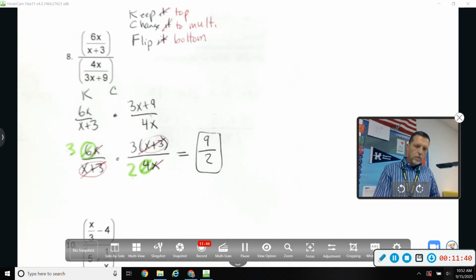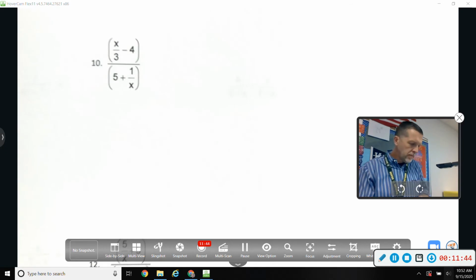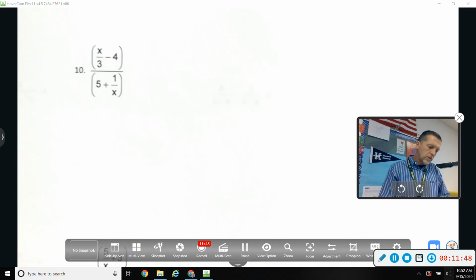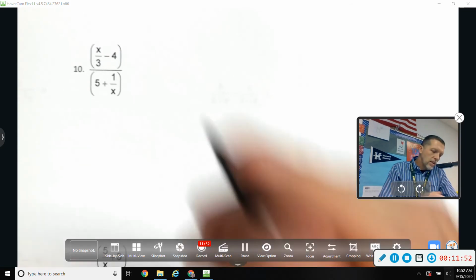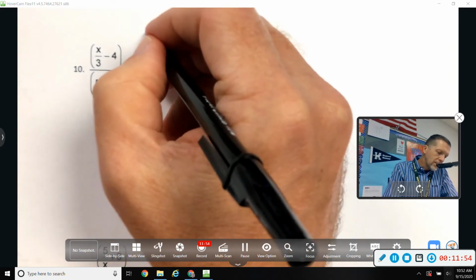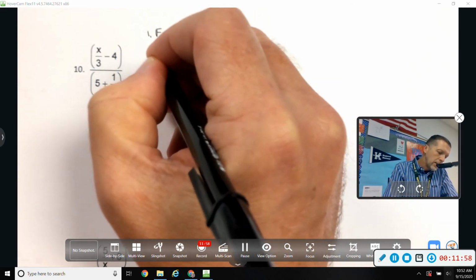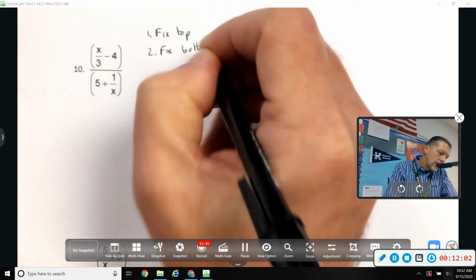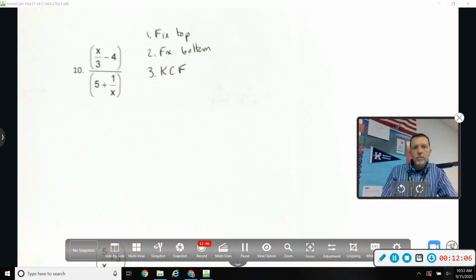All right, let's do one more. Number 10. All right, keep it, change it, flip it, but you can't really do keep it, change it, flip it until it's one fraction over another fraction. So I need to fix the top, meaning add the top, fix the bottom, meaning add the bottom, and then keep it, change it, flip it.